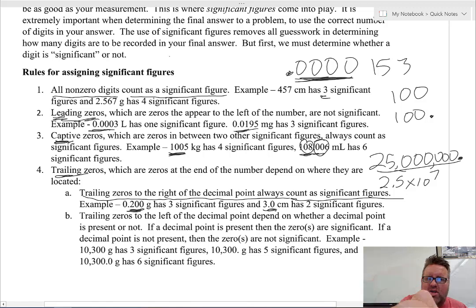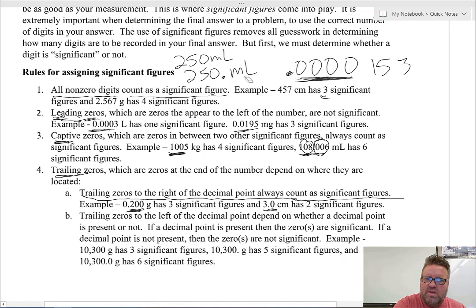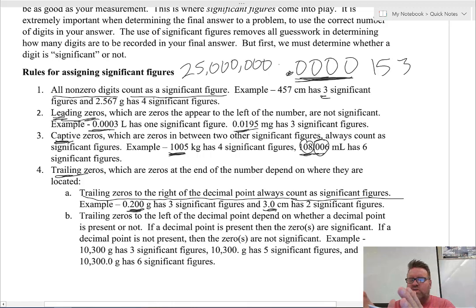Okay, if you're talking about a 250 milliliter beaker, 250 milliliters has 2 significant figures. 250 point milliliters has 3 significant figures. Okay, so let me try to summarize all of that in just a couple of sentences. It comes back to that example and that example. Instead of remembering when zeros count and when zeros don't count, just remember the 2 times when zeros are not significant.